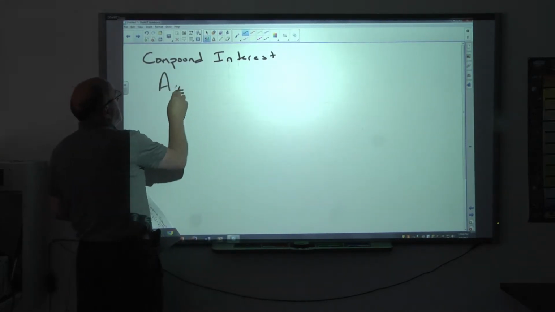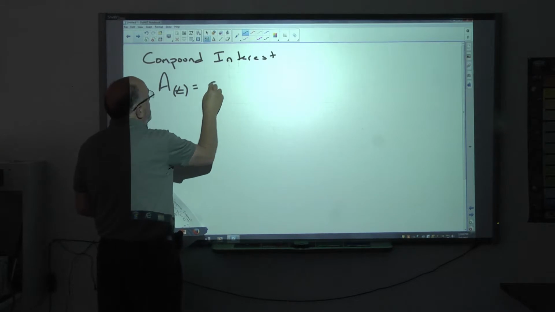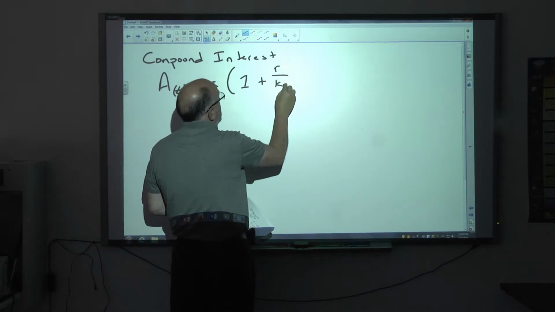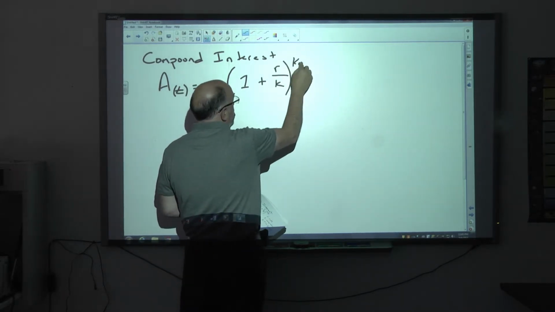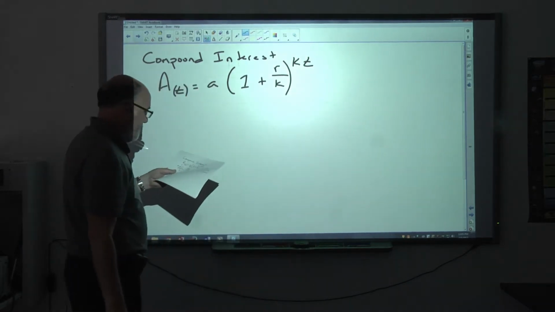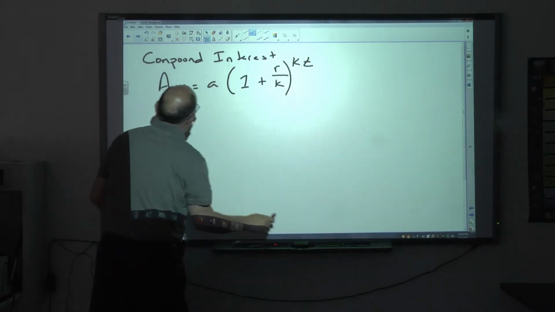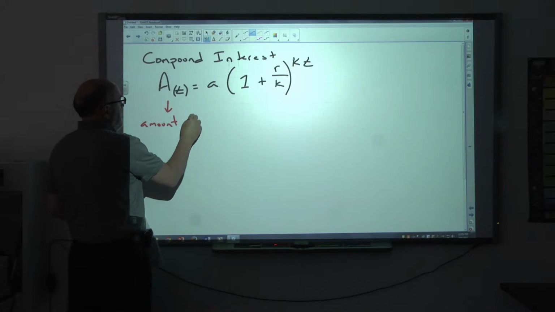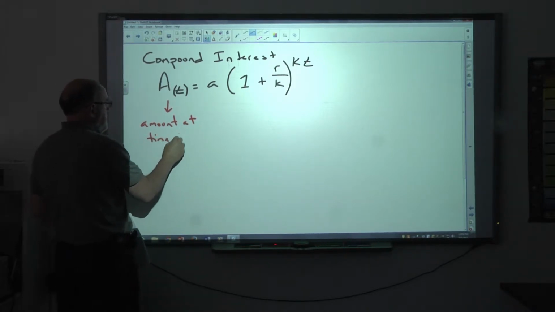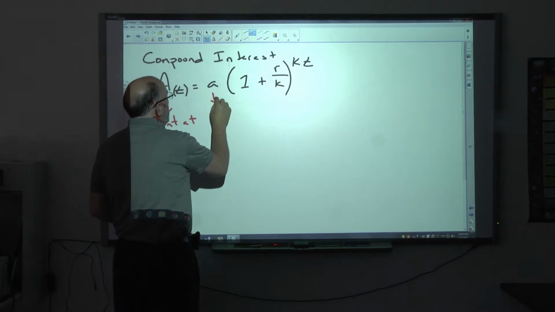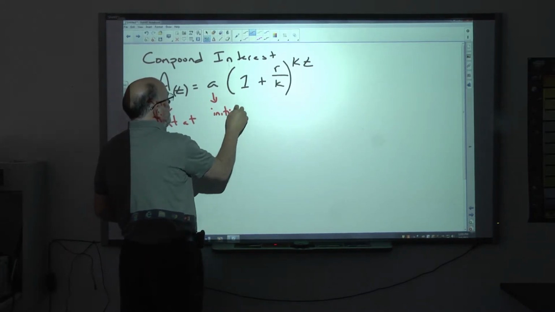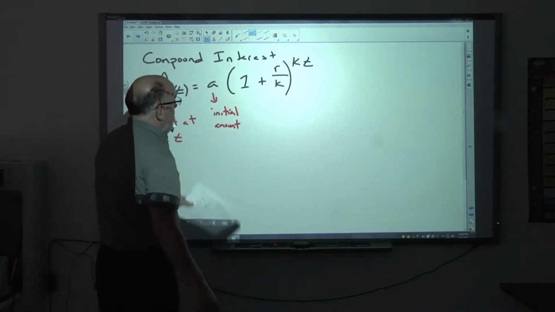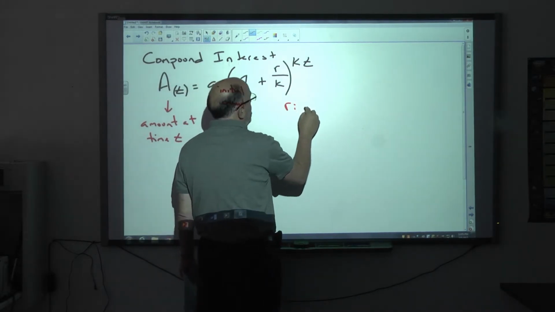So A sub t is equal to A(1 + r/k)^(kt). In this equation, this is the amount at time t. A here is the initial amount, so how much money did you initially put in the account? R is the rate, so the interest rate.